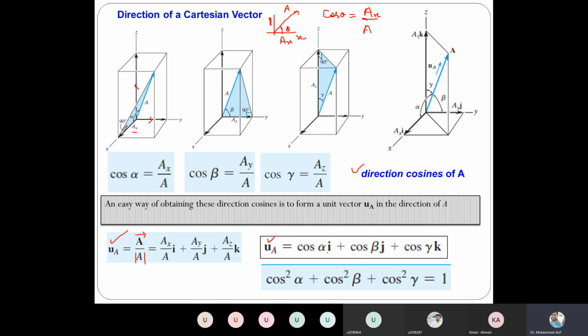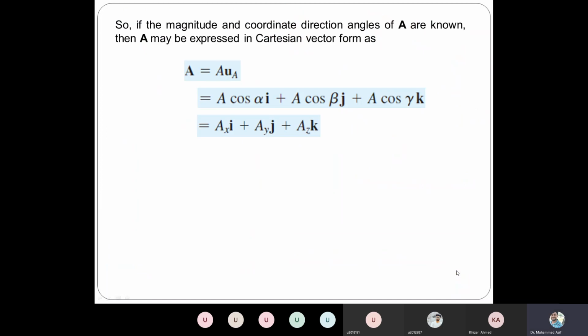It has three components. The i component is cos alpha, plus cos beta j, plus cos gamma k, right? So this is a very simple way to calculate the unit vector. If you know the three angles in three dimensions, you can easily calculate the unit vector: cos alpha i plus cos beta j plus cos gamma k. And the sum of the squares of these cosines is equal to 1, right? So that means, if there is any vector A, how can you express this vector?